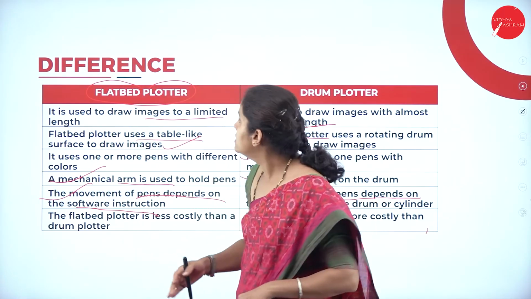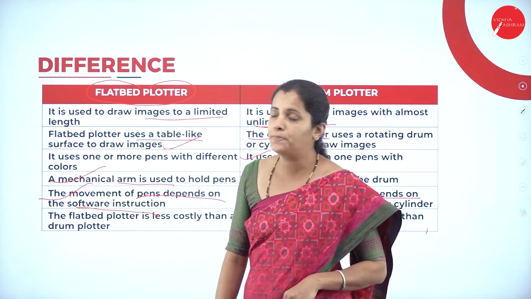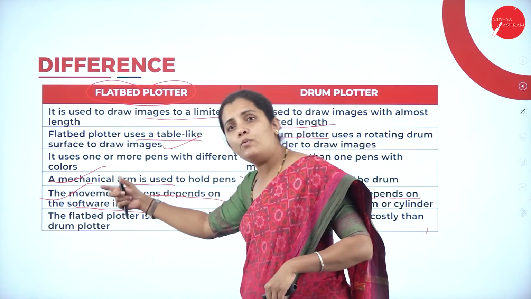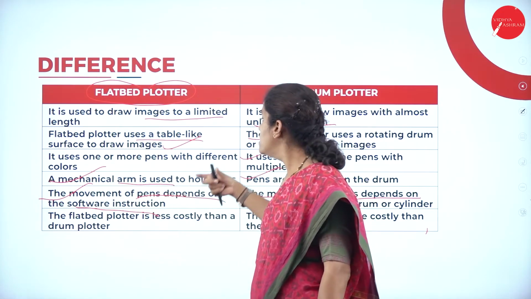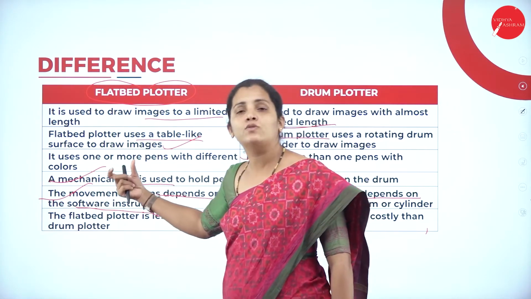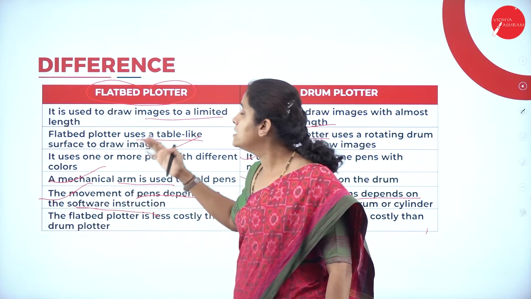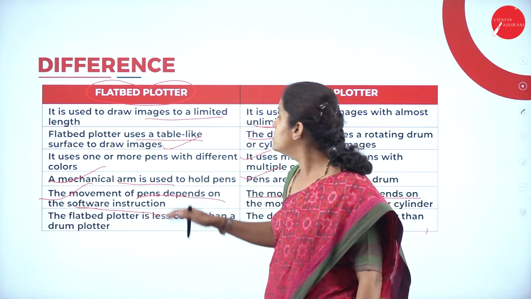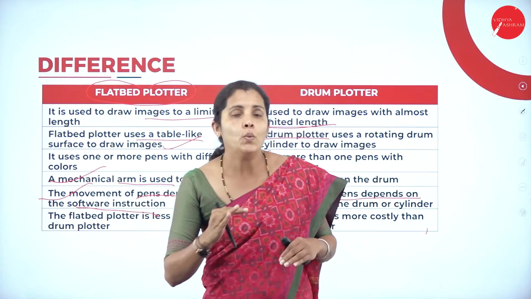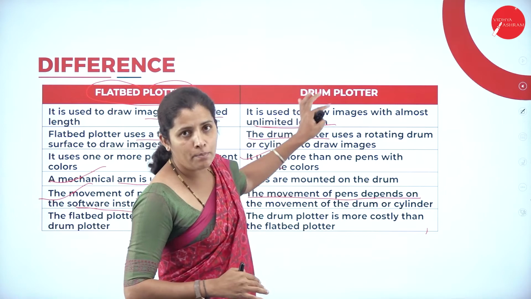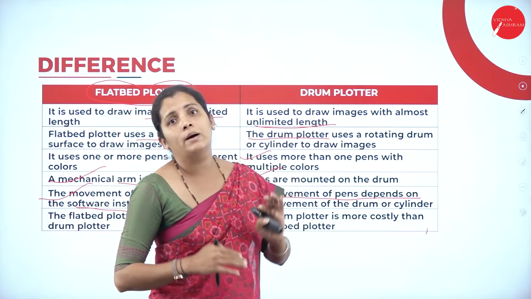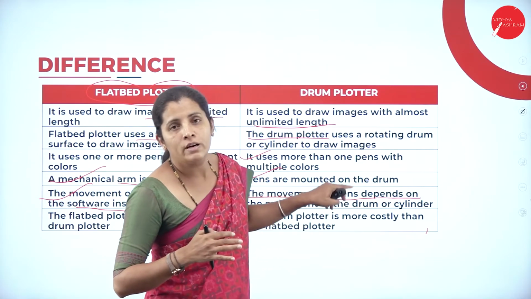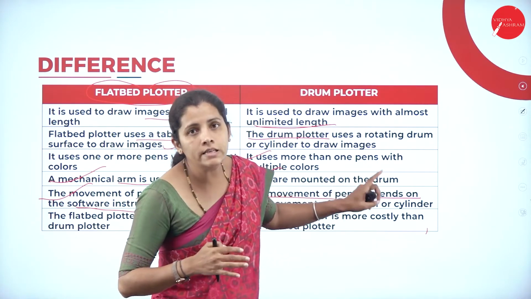Dear students, the next difference with respect to the flatbed plotter is that the movement of the pen fully depends on software instructions. Whereas under the drum plotter, the movement of the pen fully depends on the movement of the drum or cylinder.